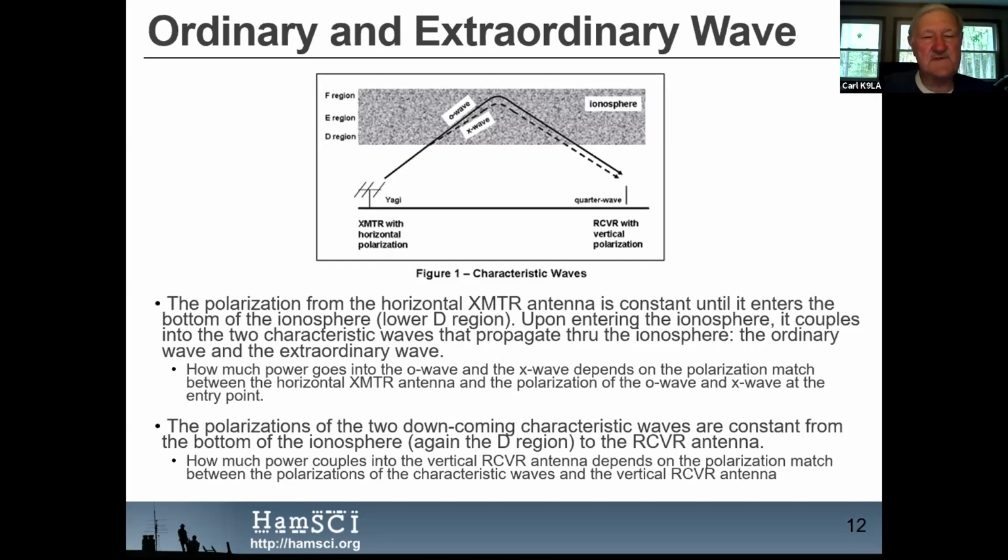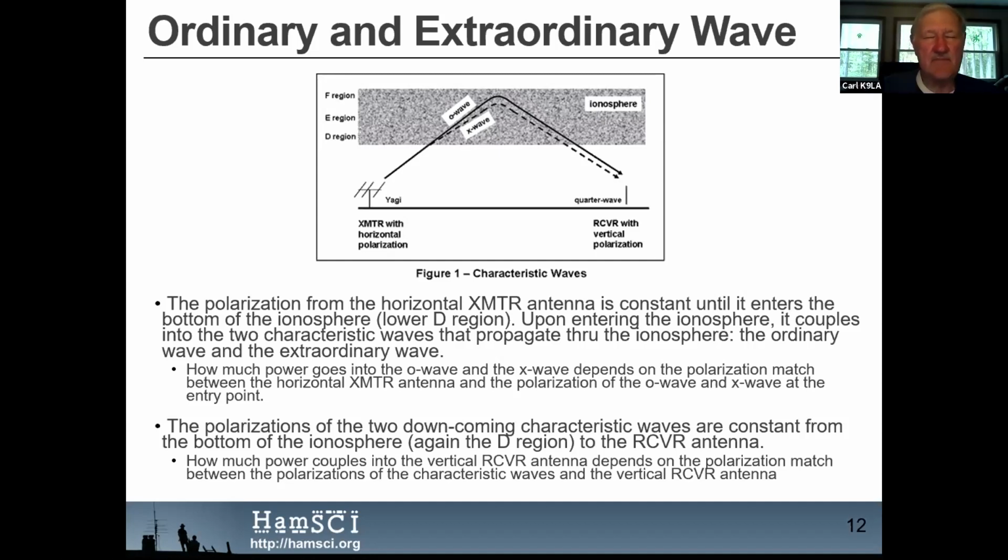Now, how much power goes into the O wave and the X wave depends on the polarization match between the horizontal transmit antenna that I show and the polarization of the O wave and the X wave at the entry point. Again, FarLab and PropLab can tell you what the polarization of both of those characteristic waves are at the entry point of the ionosphere. From that, you can calculate how much energy goes into the O wave and how much goes into the X wave. So the O wave and the X wave propagate through the ionosphere, and eventually they come out at the receive end.